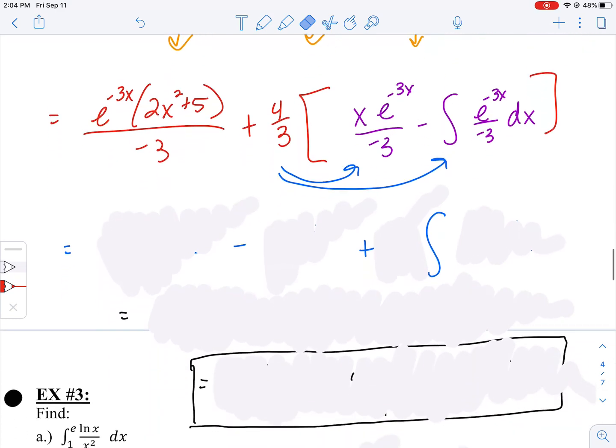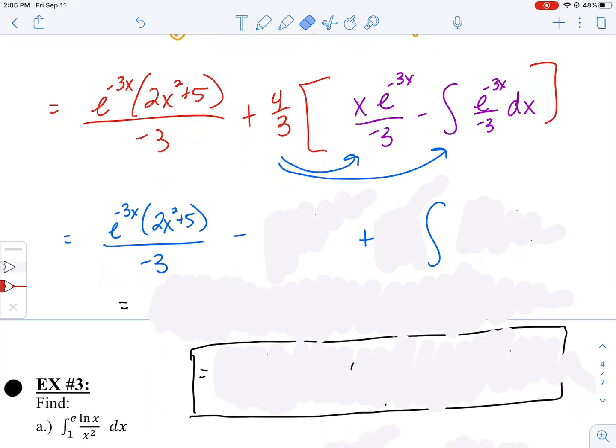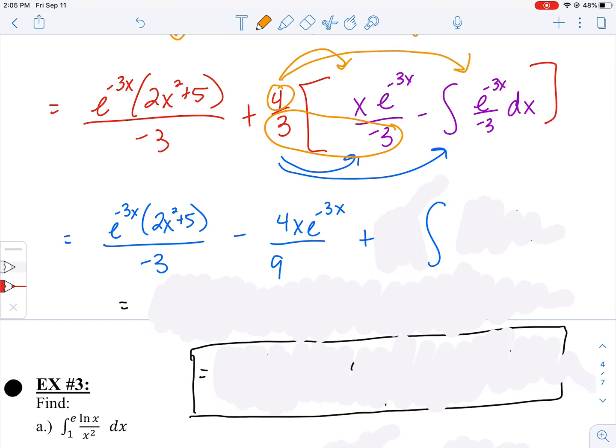I'm going to make sure that I distribute the 4/3 through. When I do that and I distribute the 4/3 through here, I have a 4 on the top and a -9 on the bottom. That made me a -4/9. I have an x and an e to the -3x in the top. I'm also going to distribute the 4/3 through here. On the top I have a 4, and on the bottom I have a -9, but then another negative.